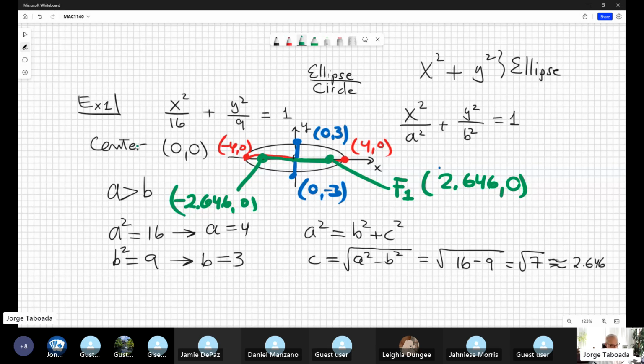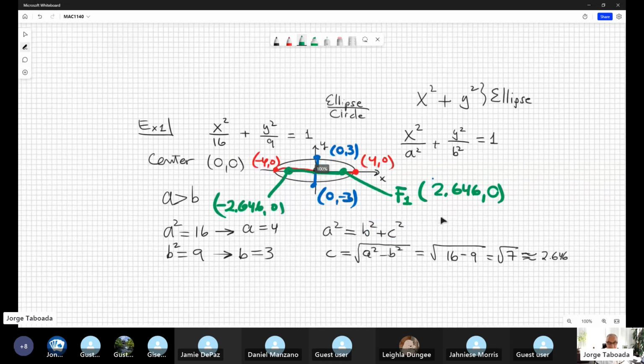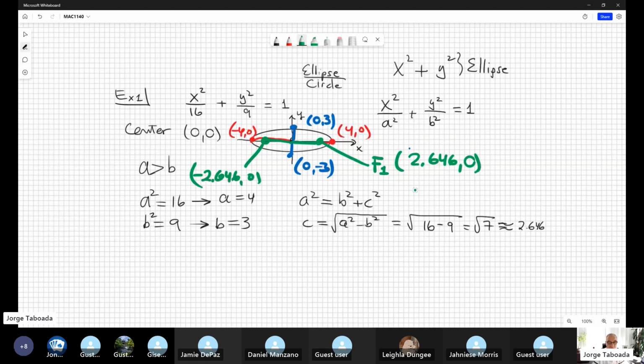And that's it. By curiosity. This is curiosity. It's not extremely important. We have one parameter that is called eccentricity. Eccentricity is denoted by the letter e. Eccentricity is the ratio between C over A. Well, in this case, eccentricity is C, radical 7, over A, which is 4, remember. The decimal approximation is 0.66.